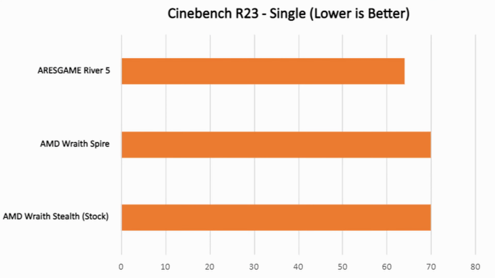All right, for our next benchmark, we ran the Cinebench R23 single core test, and these results were a bit closer together as you would expect because it's just a single core test, with the Stealth and the Spire cooler both topping out at 70 degrees.